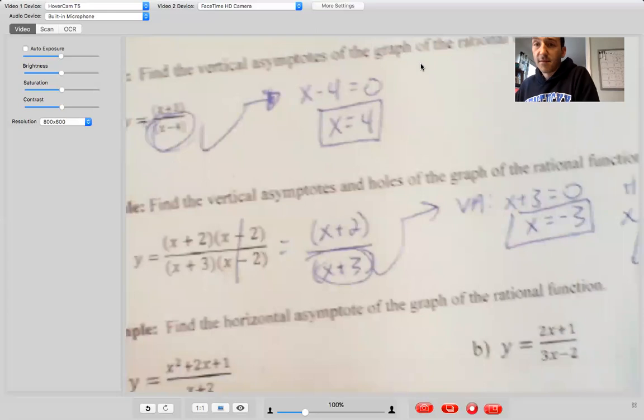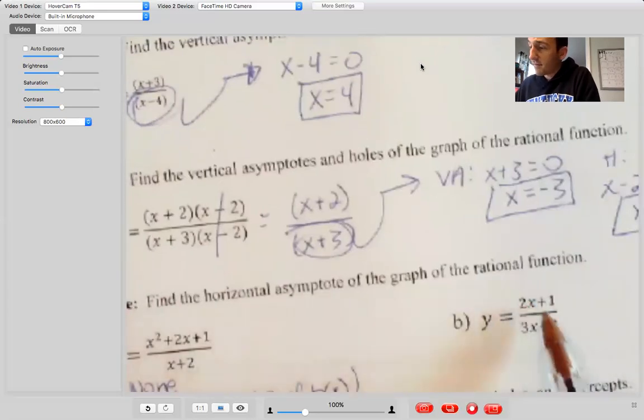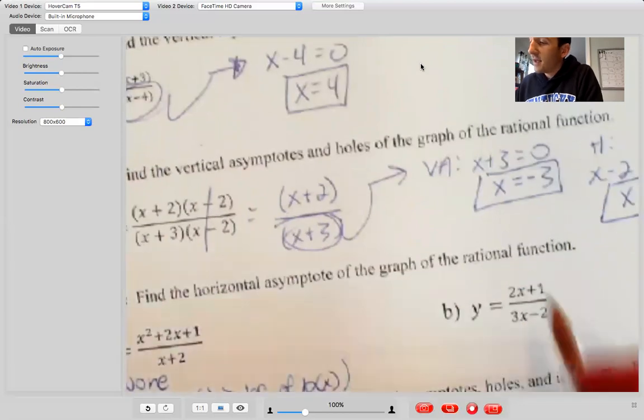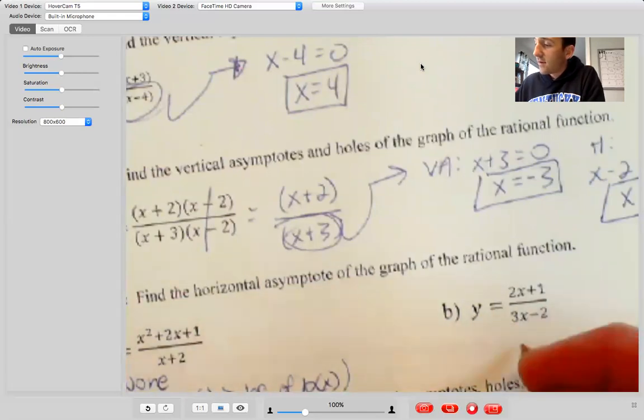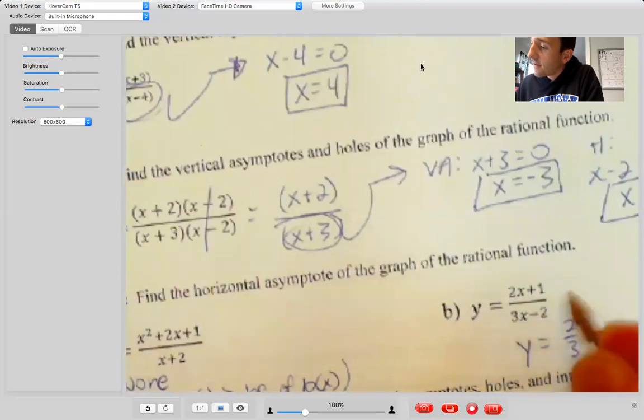So in the case of this problem, our lead coefficient of a of x is 2. Our lead coefficient of b of x is 3. And it's in the form y equals because it's a horizontal line. So just y equals 2 over 3.